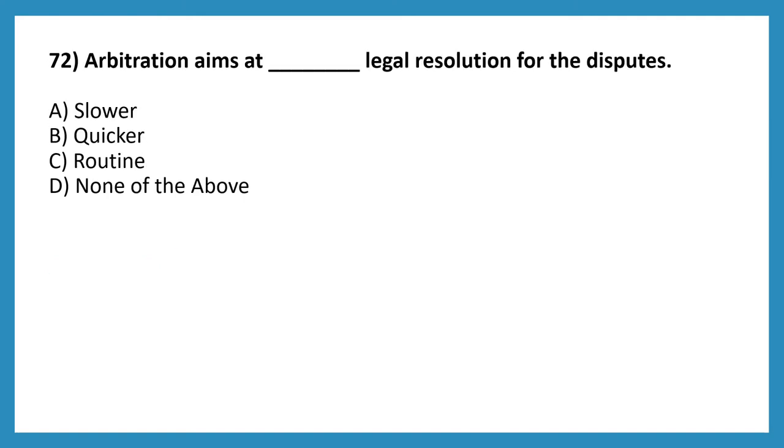Next question. Arbitration aims at legal resolution for the disputes. Option A, slower, option B, quicker, option C, routine, option D, none of the above. The correct answer is option B, quicker.